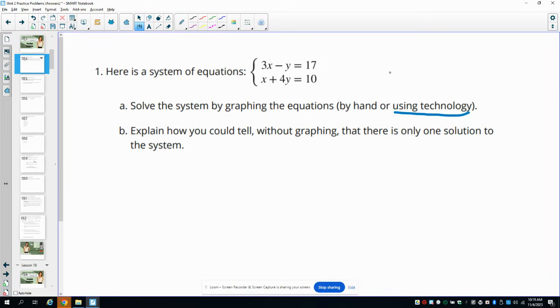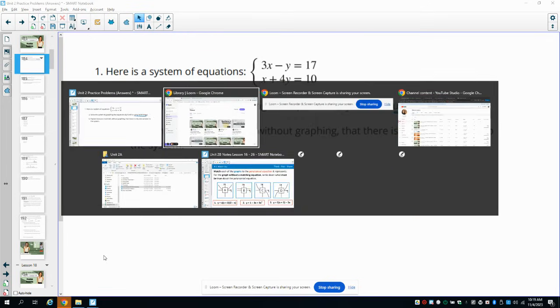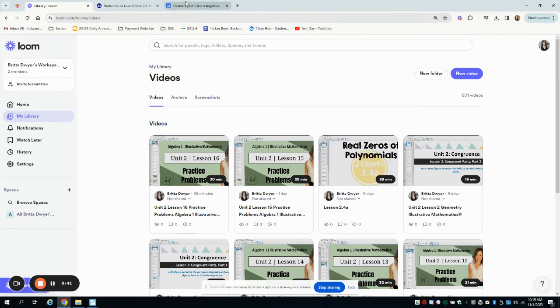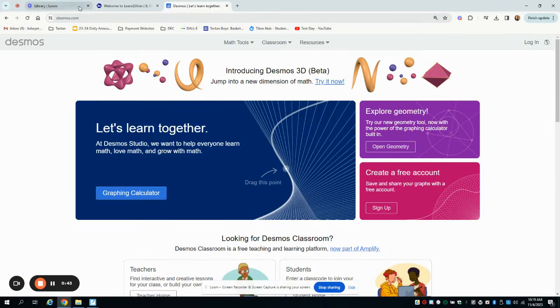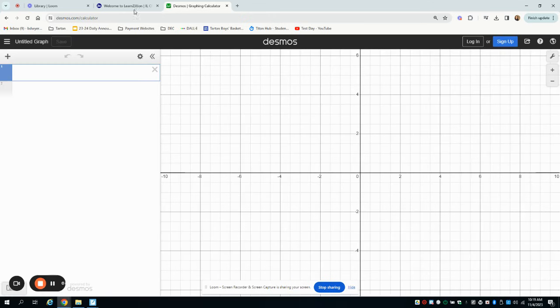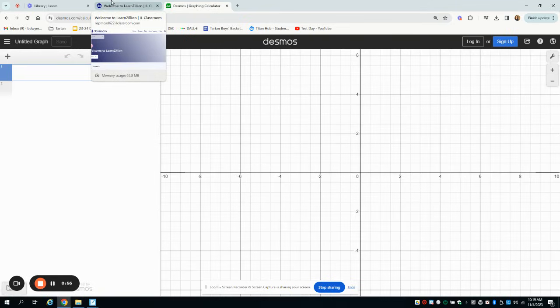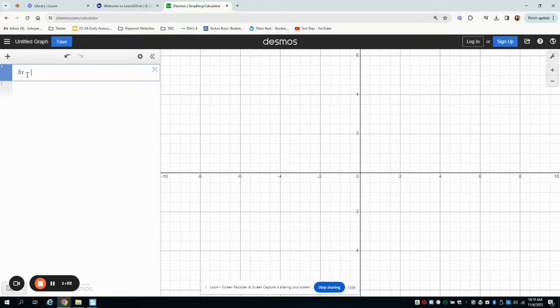So I'm going to show you how to use Desmos for this. And Desmos is an online platform. So if we go to desmos.com, you can just type in desmos.com, then you can hit the graphing calculator button here. Then we're going to be able to type in these equations. And one of the nice things about Desmos is you can just type in the equation how it looks. So you can just type in 3x minus y equals 17, versus a graphing calculator, you have to have it solved for y.